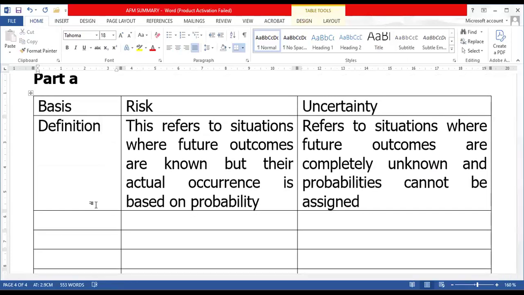So when you're responding to this question, at least that should be your first point. You may not use the table in an exam. You can use the paragraphs. You say risk refers to a situation where future outcomes are known, but their actual occurrence is based on probability, while uncertainty refers to a situation where the outcomes are unknown. After that you go to the next point. If you use the table, well and good. Then point number two.